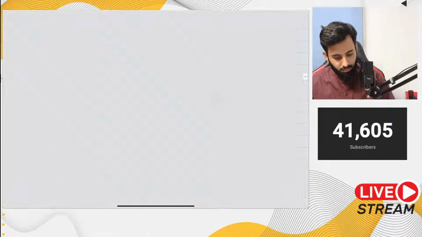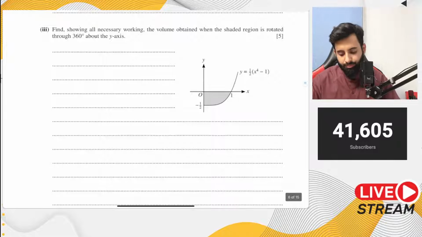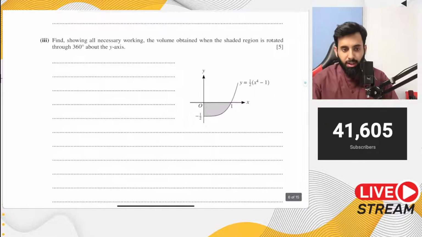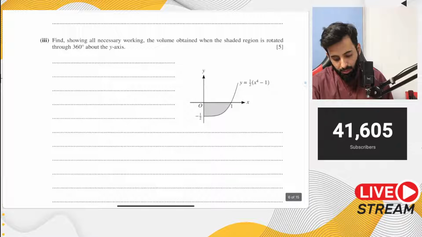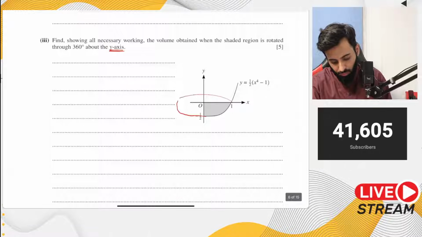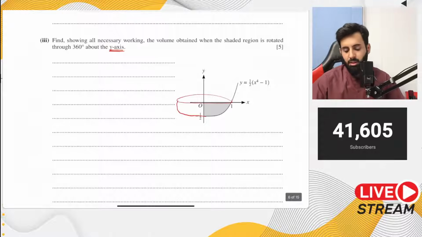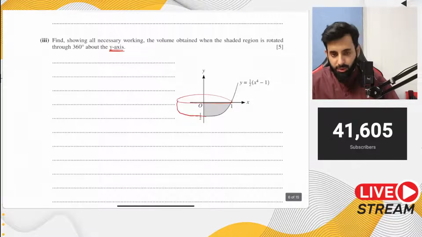Now bear in mind that we are rotating it about the y-axis. Okay, so let's underline y-axis. Y-axis means that we need to find out the volume that is obtained when this part of the curve is rotated. Excuse my drawing please, but you're going to end up with something like this. Obviously it's going to be a lot more symmetrical, but this is what you're going to end up with.